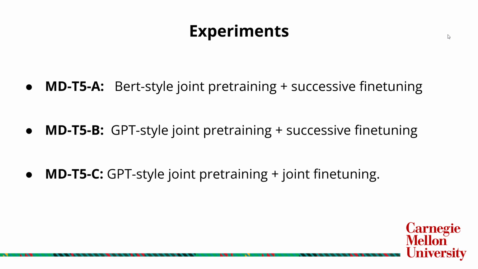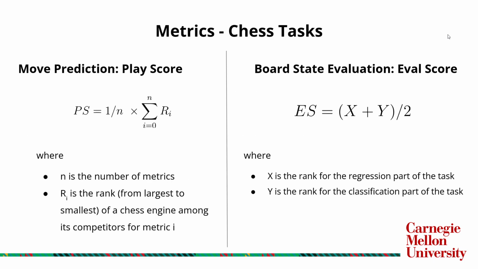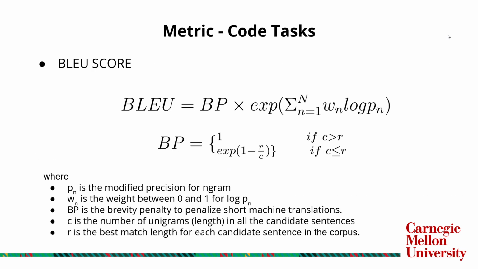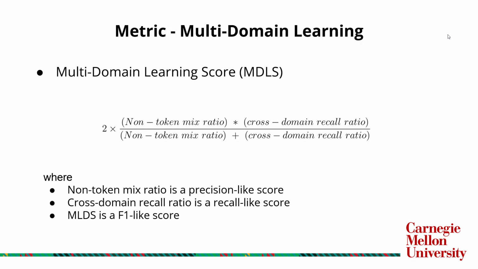We had 3 sets of experiments, which were a mixture of BERT-style and GPT-style joint pre-training and successive and joint fine-tuning. We had several metrics for the multiple tasks. We had the play score and the eval score to help us understand how the model understands chess playing and chess evaluation. We had the BLEU score to help us understand how the model understood code summarization and code generation. And finally, we have the multi-domain learning score, which is an F1-like score that helps us understand how well the model keeps its multi-domain knowledge.